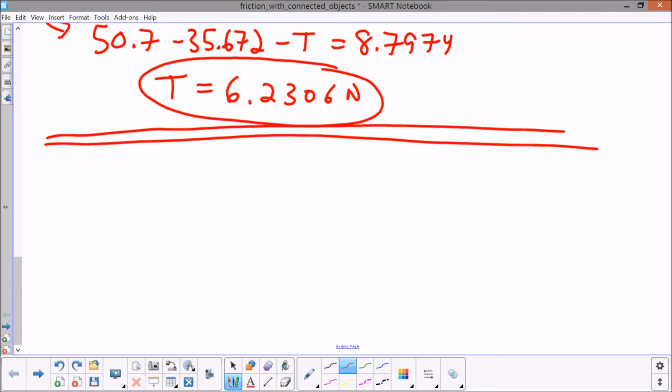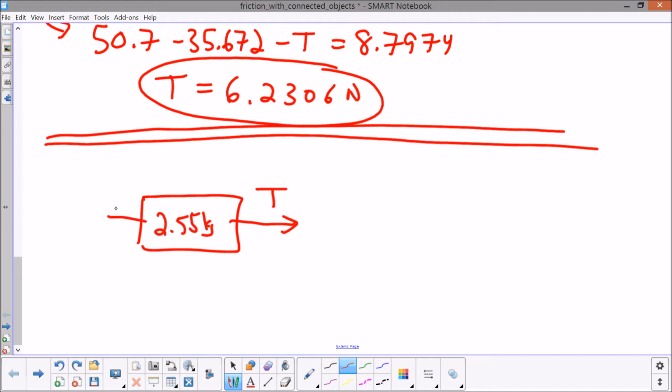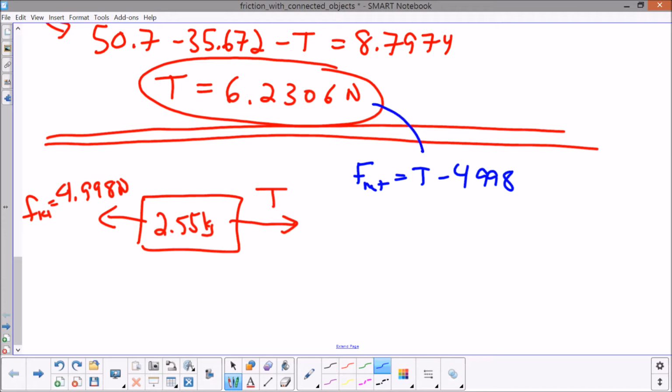But if you wanted to double check things, you could look at the 2.55 kilogram box. On that box, you'd have the unknown tension pulling to the right, and we would have had the 4.998 newtons acting to the left. That was the first friction force. I'm not going to solve the equations completely, but the net force would have been the tension minus 4.998, which you could plug that tension in.